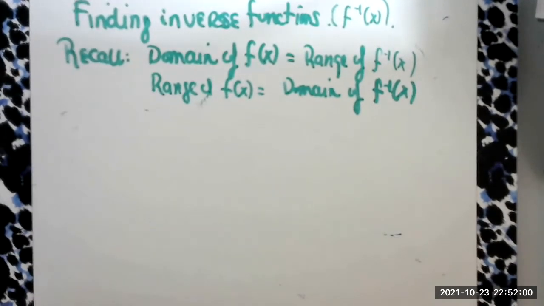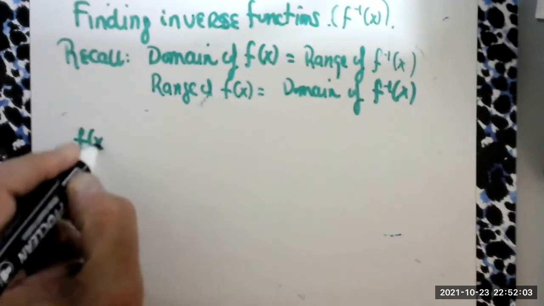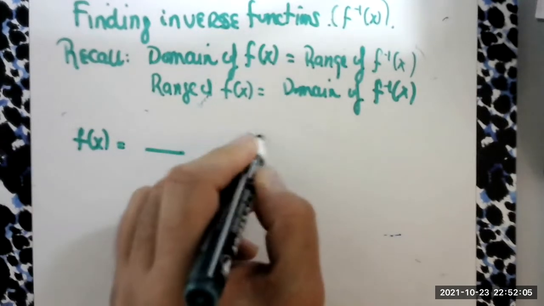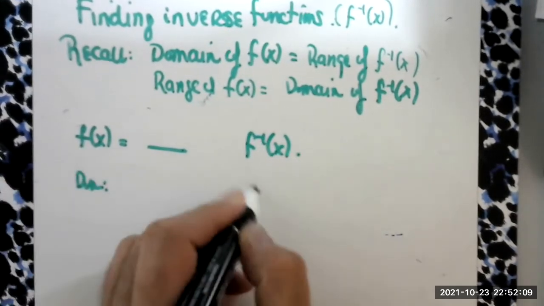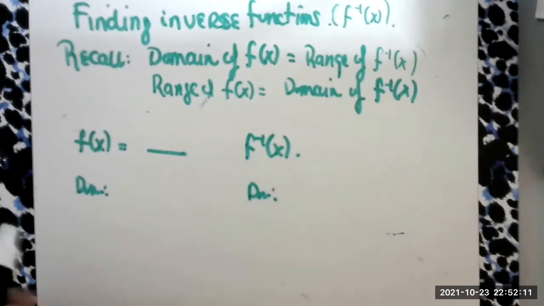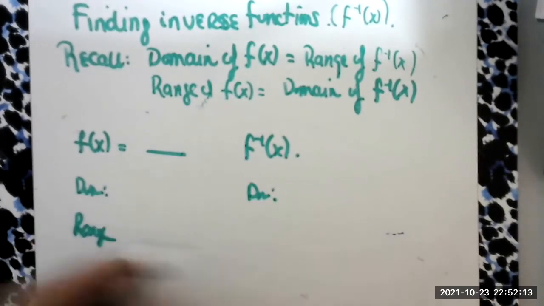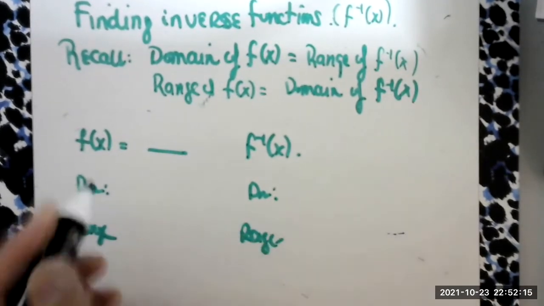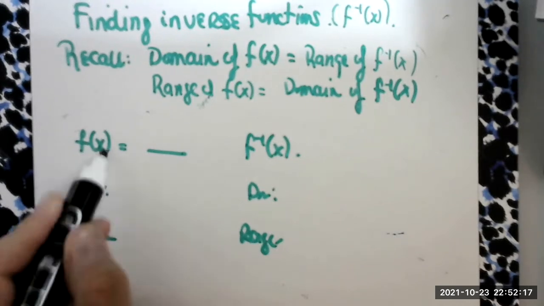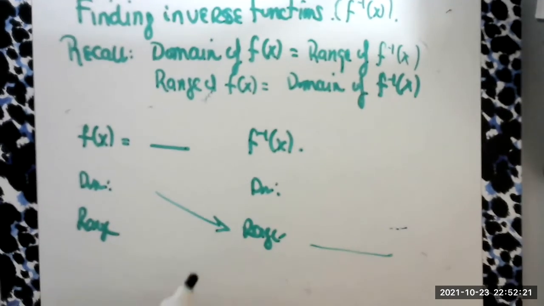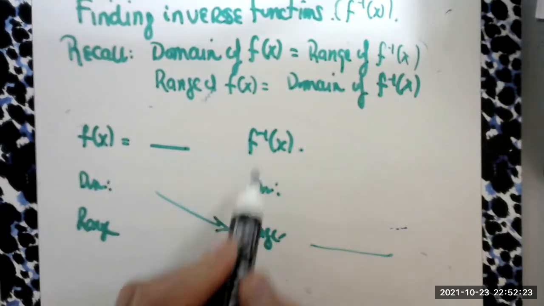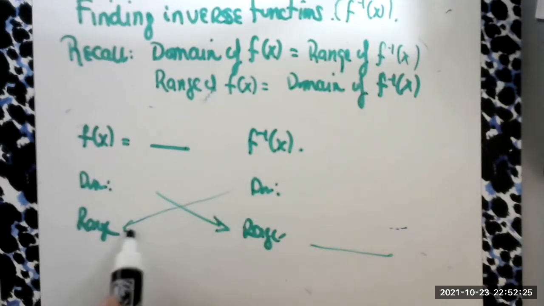I'm going to write the original function f of x. We will find its inverse. We'll find the domain of the original. We'll find the domain of the inverse. Likewise, the range and the range. Of course, once we find the domain of the original, it will be the range of the inverse. Once we find the inverse and its domain, we'll be able to find the range of the original.